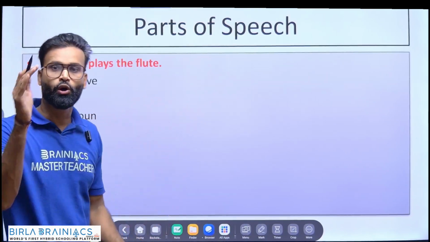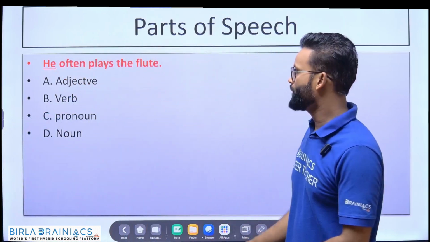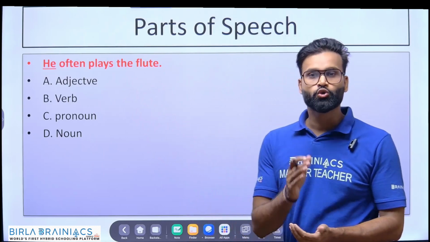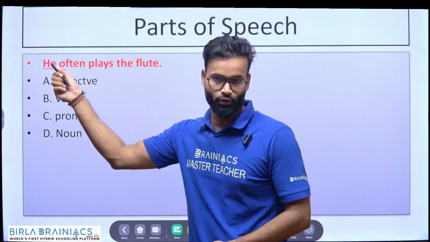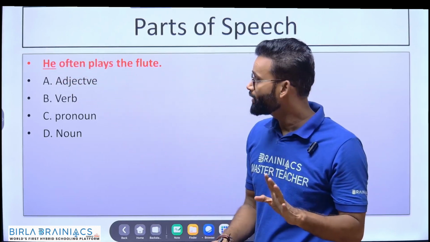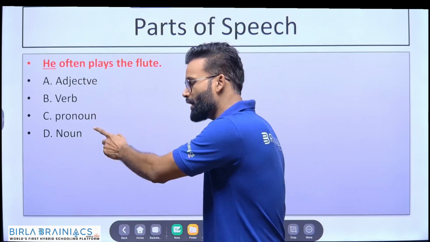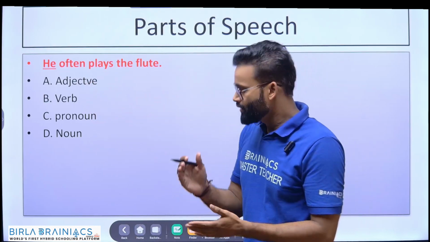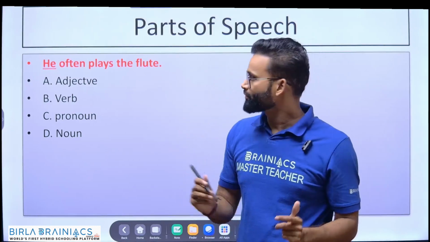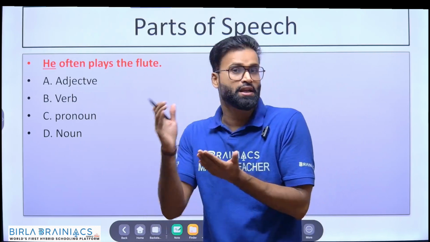Now let's talk about what kind of questions are usually asked in exams. Question number one is, he often plays the flute. In this sentence, you are supposed to tell the underlined word. Here you can see this "he" is underlined. And you have been given four options: adjective, verb, pronoun, and noun. Okay. So now you have to recall what I told you in the previous video. Where is "he" used? Remember, when I taught you noun, I said it's a naming word.